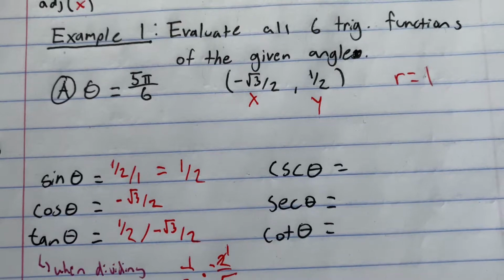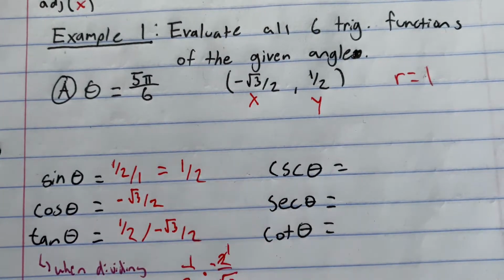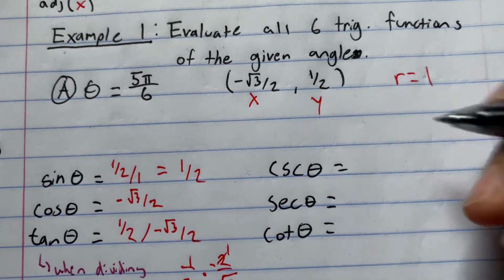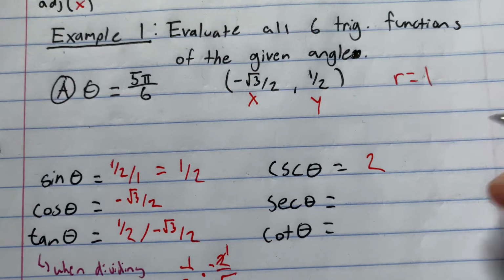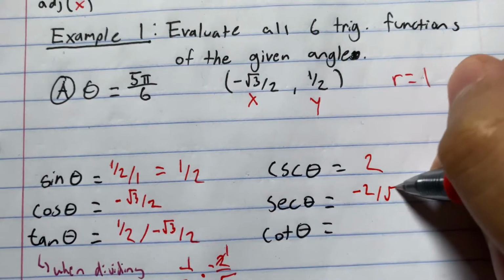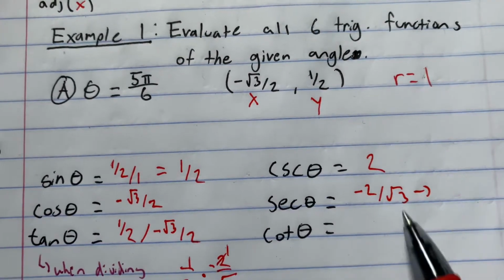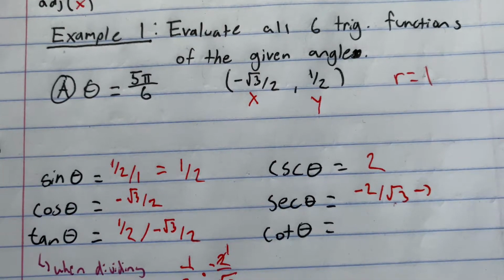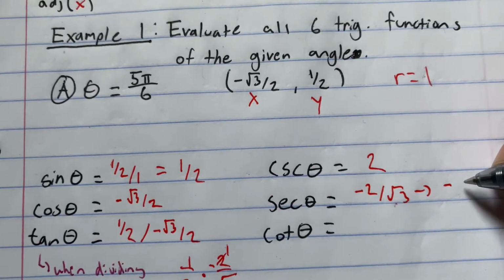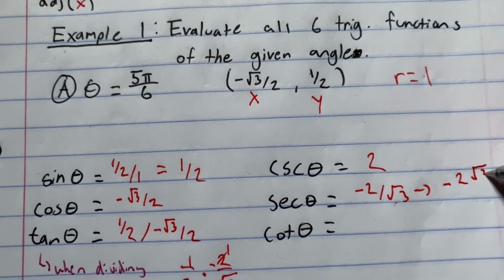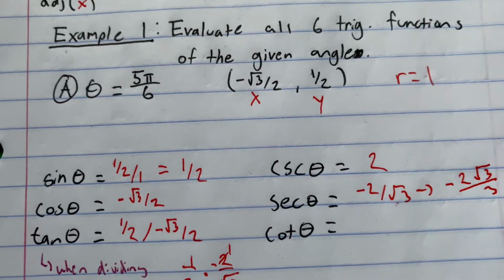And now we can just do cosecant. Cosecant is just the reciprocal of 1/2, and the reciprocal of 1/2 is 2. And then the reciprocal of cosine, which is square root of 3 over 2, is negative 2 square root of 3. And remember, I don't want the square root in the bottom, so you have to multiply by square root of 3 on top and bottom. So you get 2 and 3, like that.